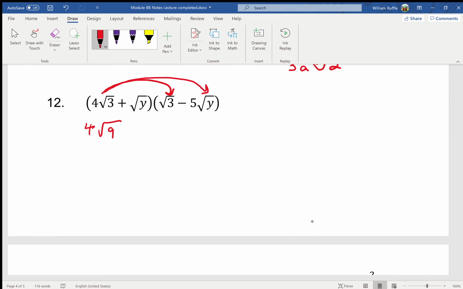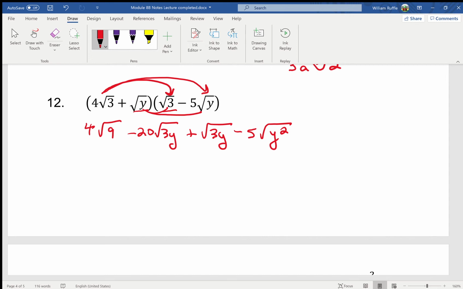Here I do this. 4 times -5 is -20. Square root of 3 times square root of y is the square root of 3y. Plus square root of y times the square root of 3. They're both under the square root, so just square root of 3y. And the last one is going to be -5 square root of y squared.